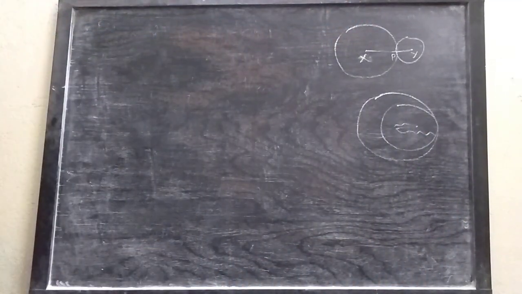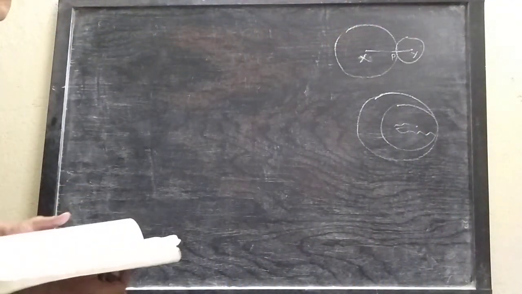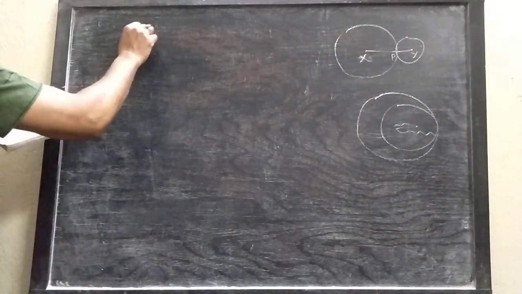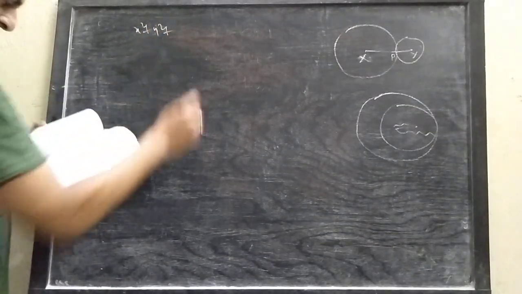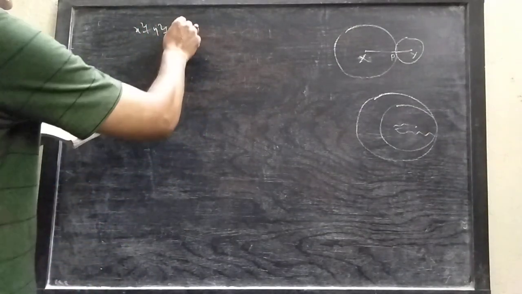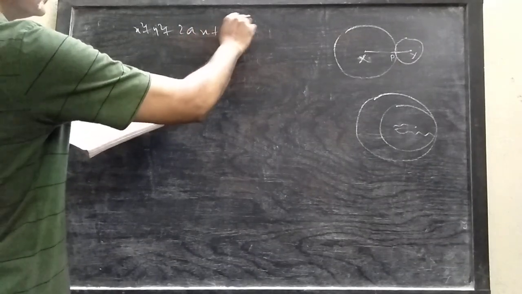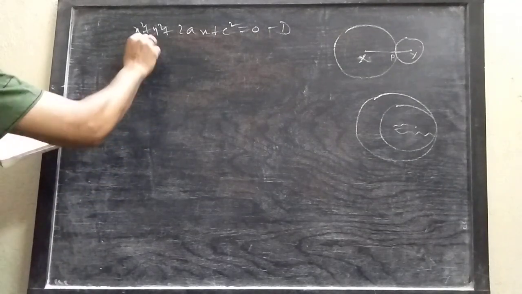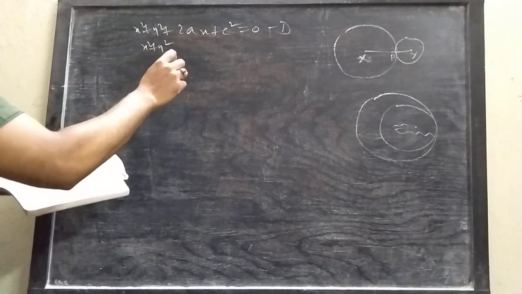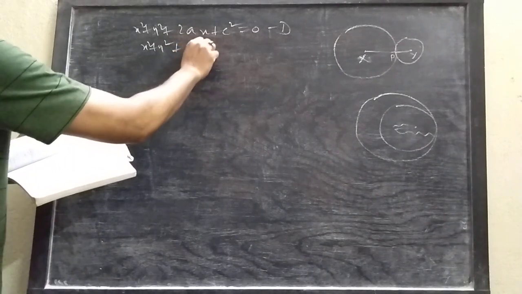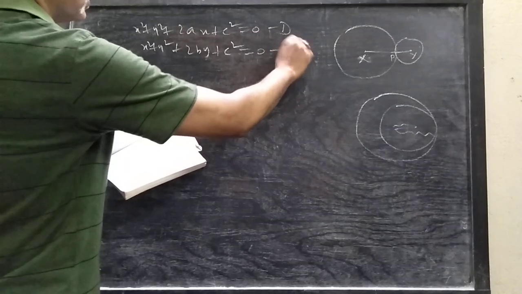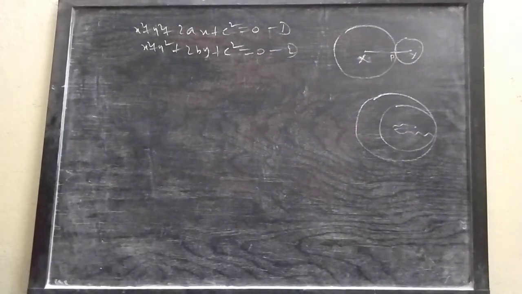Okay. So here the given circles are x square plus y square plus 2ax plus c square equals 0. This is number 1. And the second circle is x square plus y square plus 2by plus c square equals 0. First, we have to find their centers and radii.